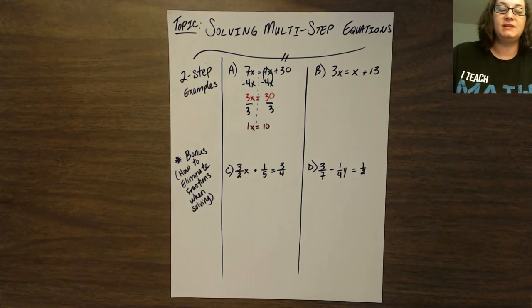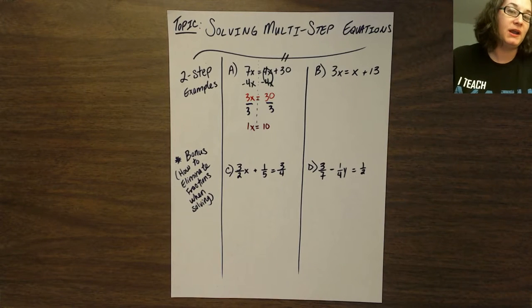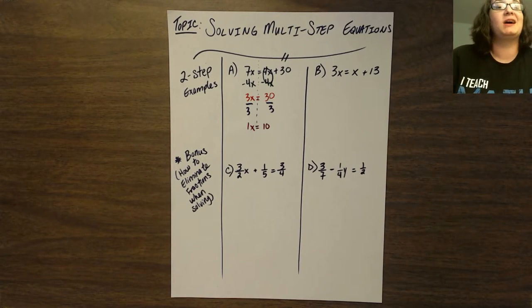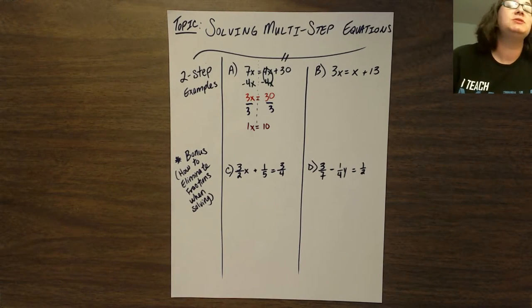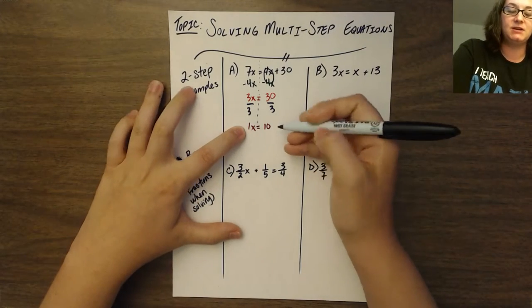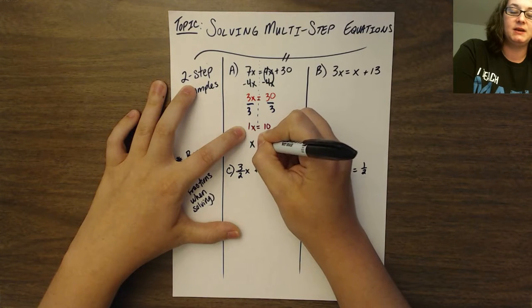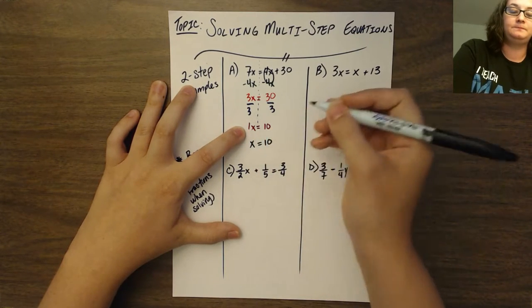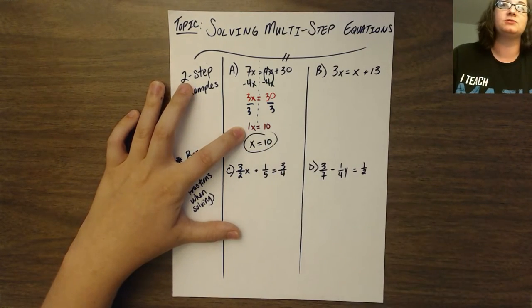And I don't need to write a 1x. Usually I like to say that we're kind of lazy in math. Not that we don't do anything, we just don't like to do more work than we have to. So instead of writing this, you could also just write x equals 10. And that would be your solution.